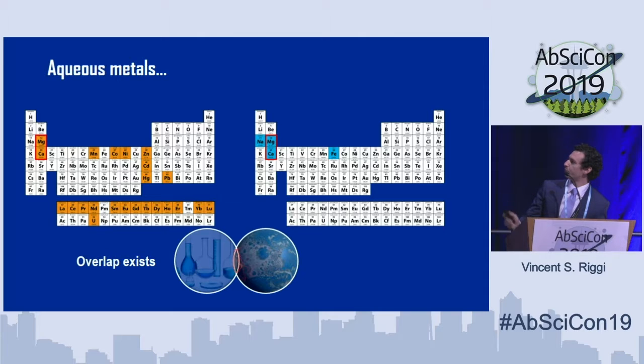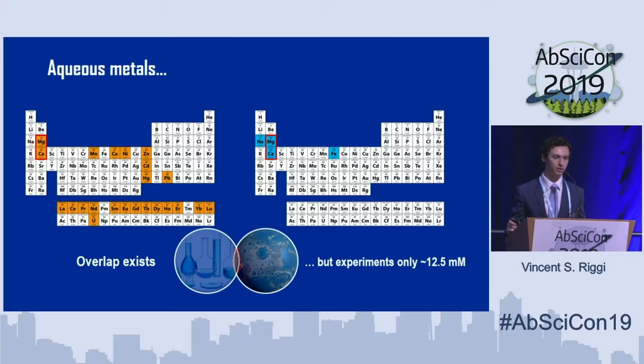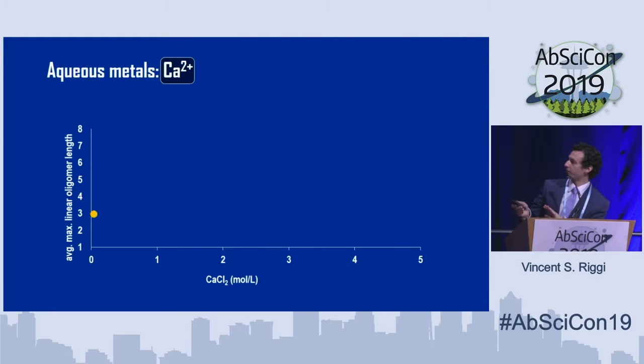But let's take magnesium and calcium for a second. Those have only been explored at one specific concentration by the Sawai group in the 70s and 80s. And that was only at 12.5 millimolar. So we don't know what increasing or decreasing the concentration would really do. So we have this large empty plot with one data point on it. So we don't know what the rest of this looks like. So what do we do?